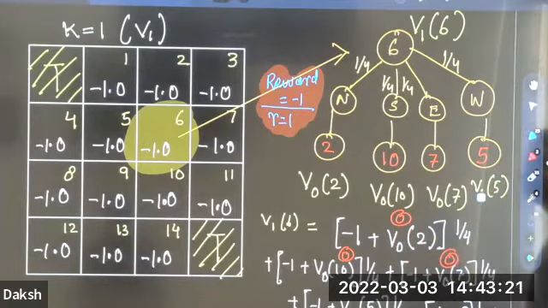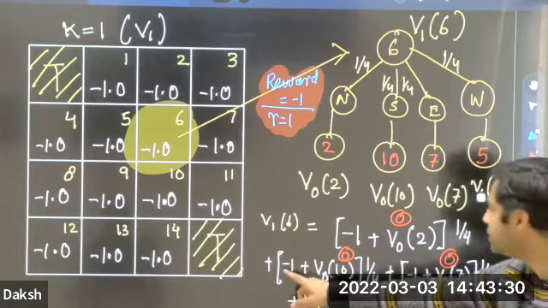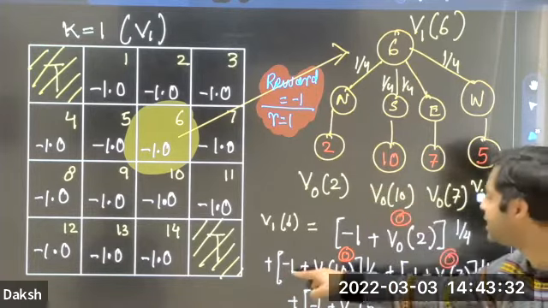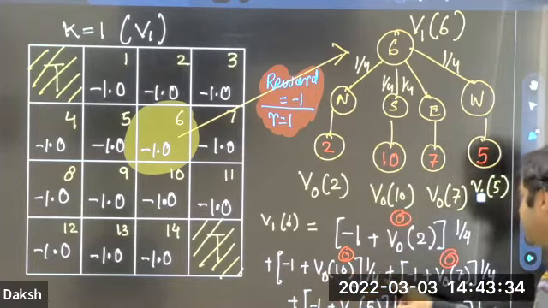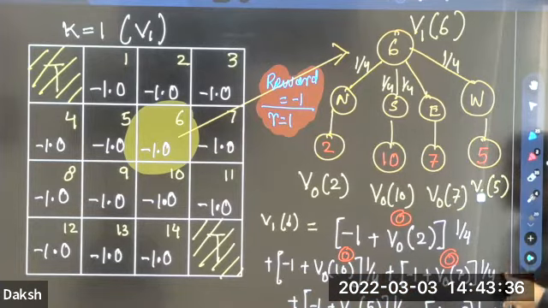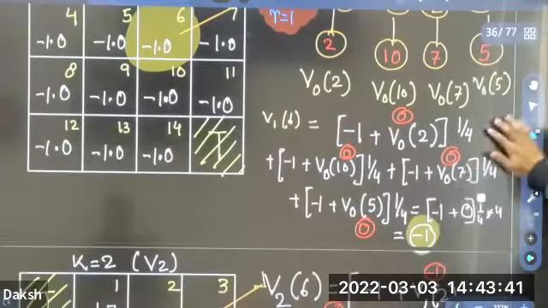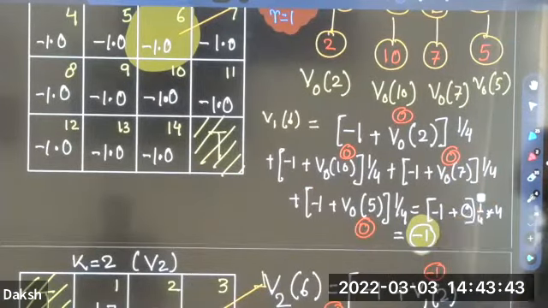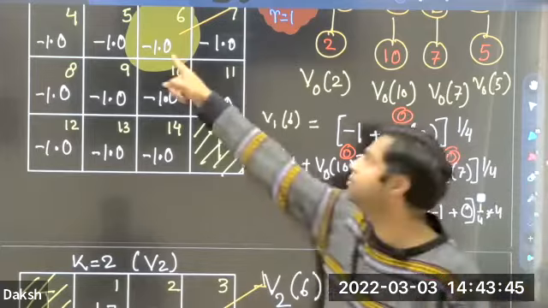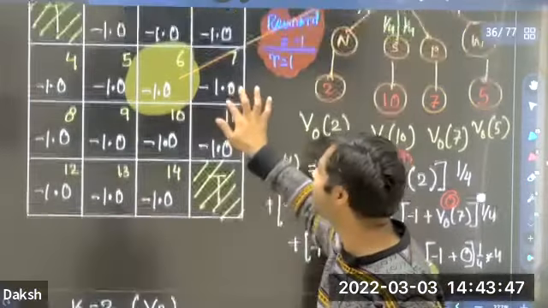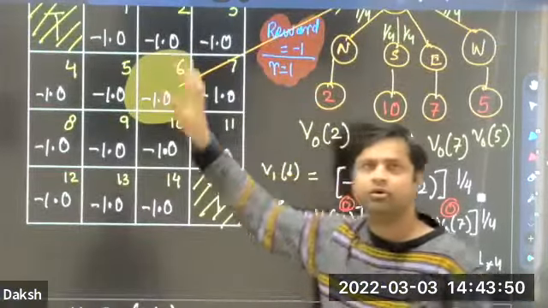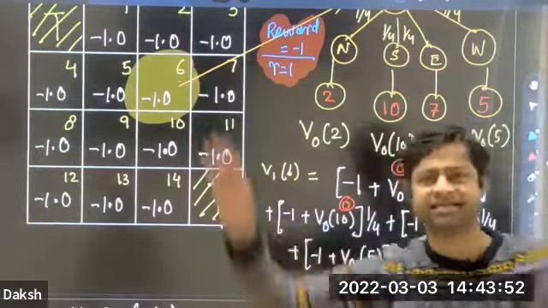V0(2). And with what probability? 1/4. Similarly, for this one, -1 plus V0(10), 1/4; -1 plus V0(7), 1/4; -1 plus V0(5), 1/4. You add all of them, you are going to get a -1 value. That is why you have got a -1 value over here. You do it for all the states.